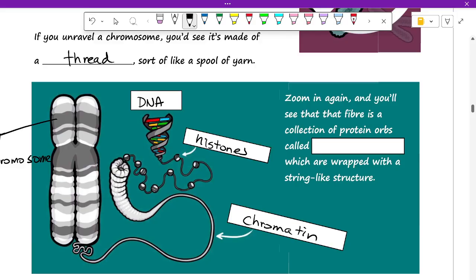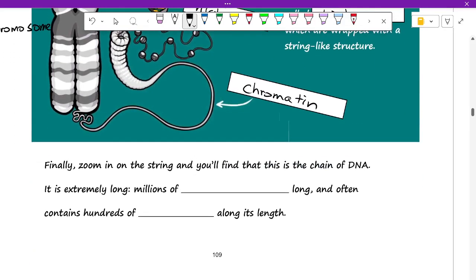Zoom in again and you'll see that fiber is a collection of protein orbs called, what are those protein orbs called? Histones. Finally, zoom in on the string and you'll find that this is a chain of DNA. It is extremely long, millions of nucleotides long, and often contains hundreds of genes along its length.